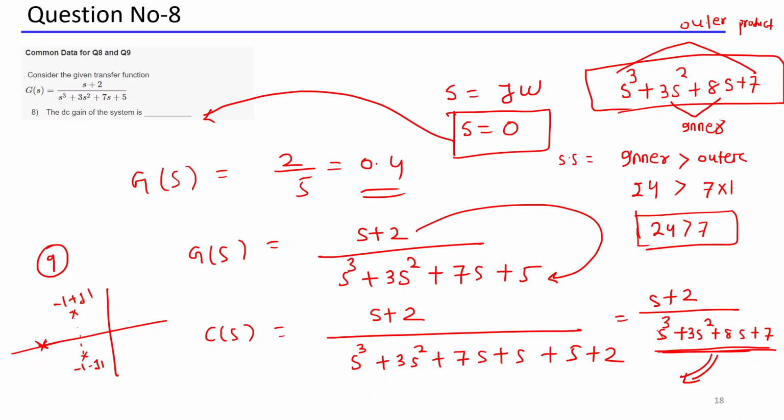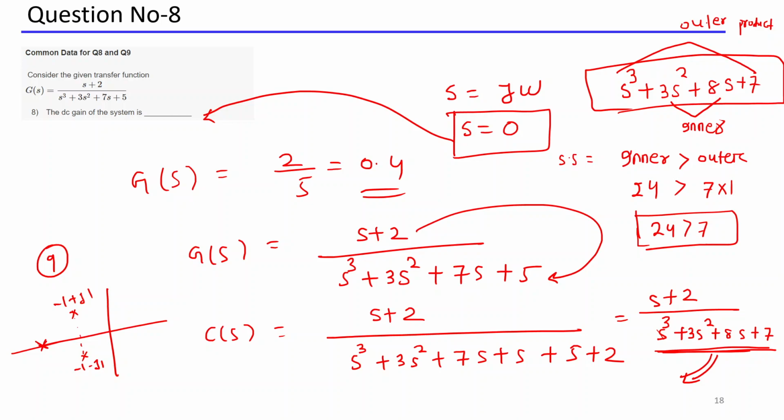If a negative sign is in between, then by default the system is unstable. In the denominator, whatever the terms are, all should be positive for the system to be stable. If anything negative is coming, by default it is an unstable system. Don't consider that for checking.